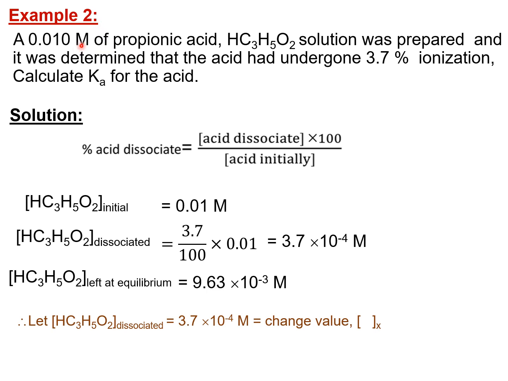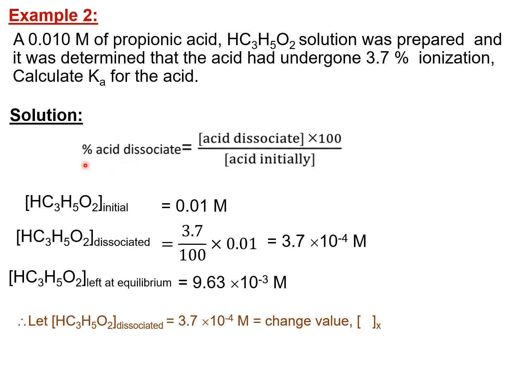Alright, so let's look at the next example. Dia bagi kat sini propionic acid HC3H5O2 with a concentration of 0.01 molar was prepared and it was determined that the acid ada 3.7% ionization. So dia nak suruh kamu cari Ka for the acid. Okay, kalau Ka, nanti you kena buatlah Ka expression. Tapi first thing first, what can you do is you cari the concentration of HC3H5O2. Okay, how can you after they dissociated?